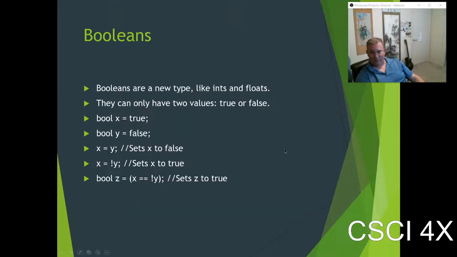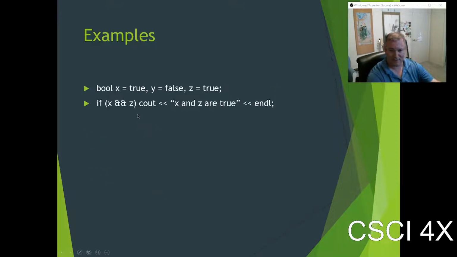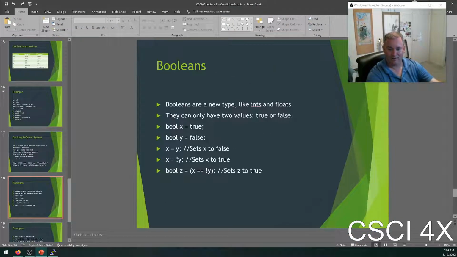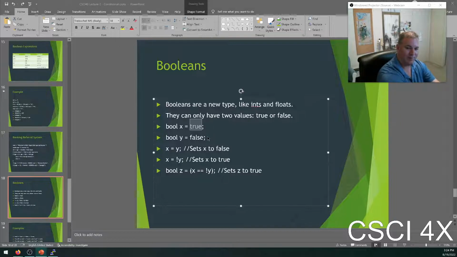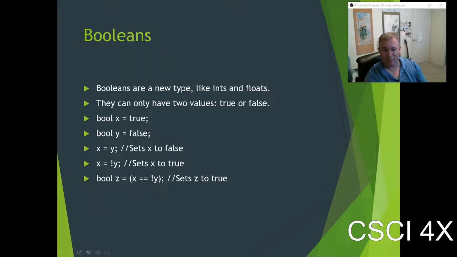Okay, so here is a new type of variable, Boolean. Boolean is like an integer, but it can only hold two values. It can hold true, it can hold false. And sometimes people will write it like this, one for true and zero for false, but I don't recommend it. You'll see that, but I don't recommend it. Just write true, write false.